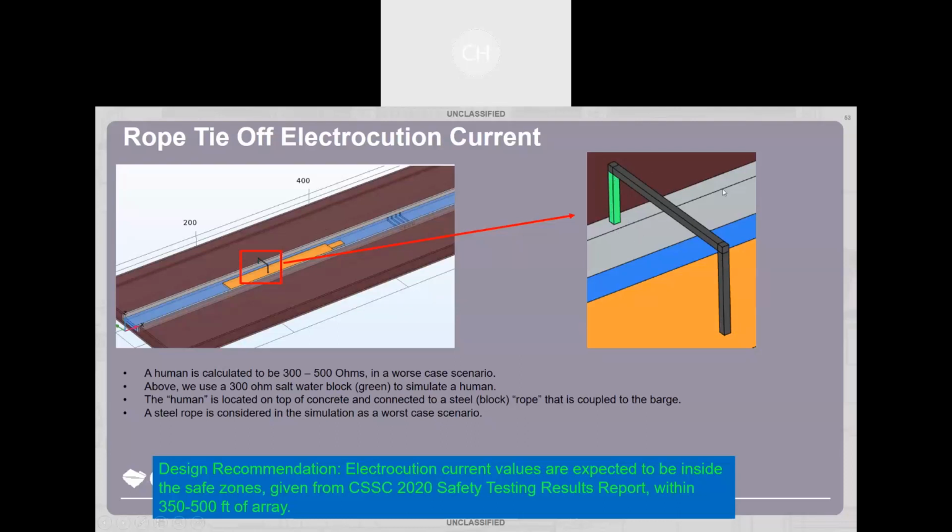For all of our studies and simulations, we have assumed this to be a metal rope. Of course, we don't think that's what will happen, but we want to make sure we're looking at the worst case scenario, such as maybe it's a normal rope that has been soaked in salt water as it sits there on the top of the deck.